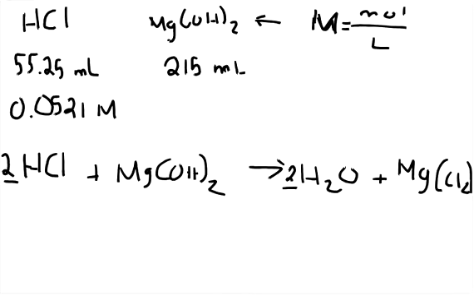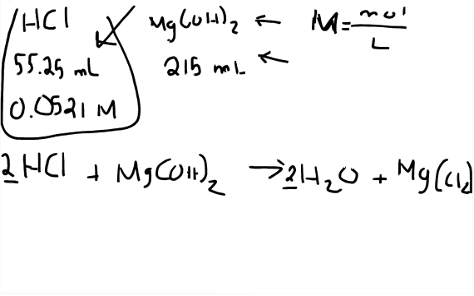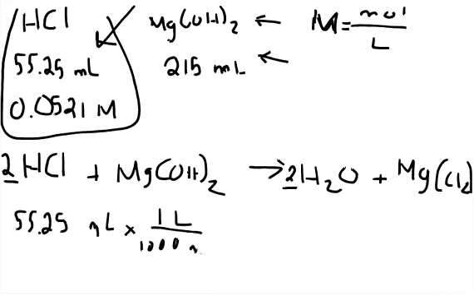Now we can start working to find the concentration of magnesium hydroxide. We always start with the solution that they give us the most information for, so we start with the milliliters of hydrochloric acid: 55.25 milliliters. Then we use dimensional analysis to turn this into liters, then moles, and then get our answer. So we do 1 liter over 1,000 milliliters, times, and now we have to turn this into moles.